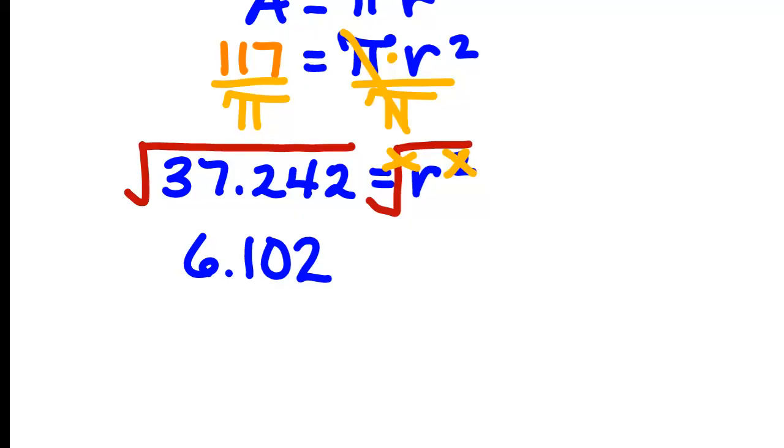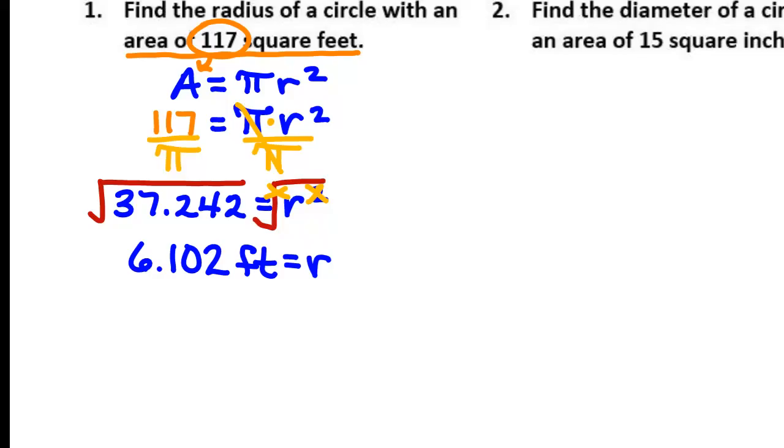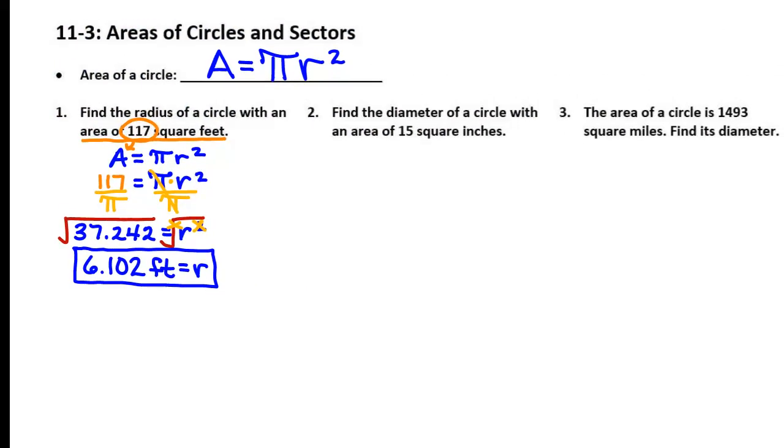Should we put units with that? Yep, we should. Is it area? Then it's not squared. It would just be feet. The area has squared units, but the radius does not. Only area gets squared units. But yes, if there are units given in the problem, you do need to give units for your radius.